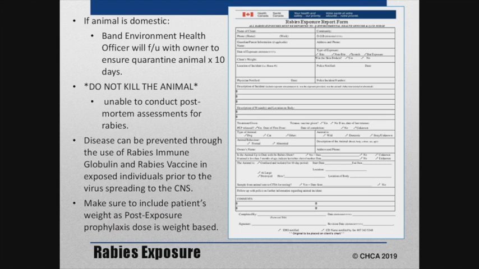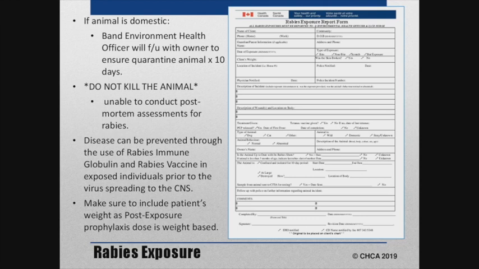This is an example of the form. It can be found on the LMS. If the animal is domestic, the environmental health officer will follow up with the owner to ensure that quarantine of the animal is done for 10 days. The animal is not killed, and this is one thing that has changed over the years, to have more humane ways of managing suspected rabies exposures.